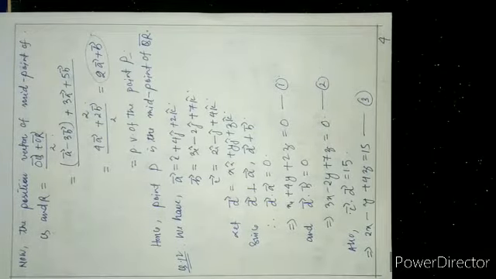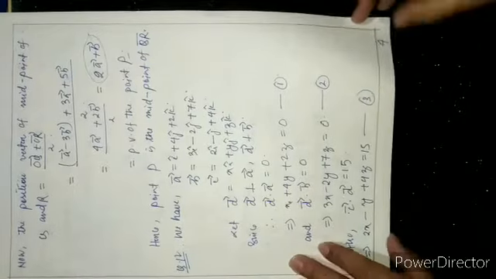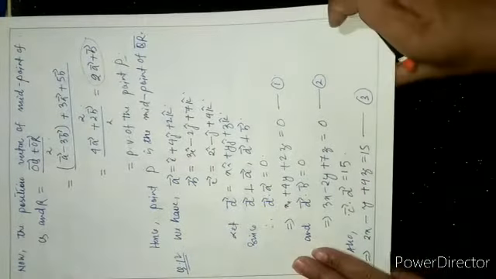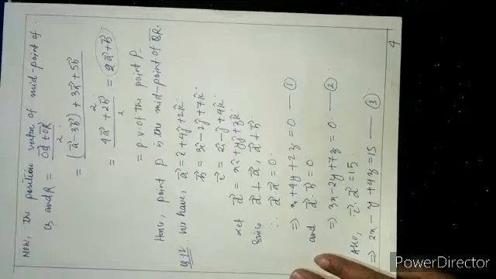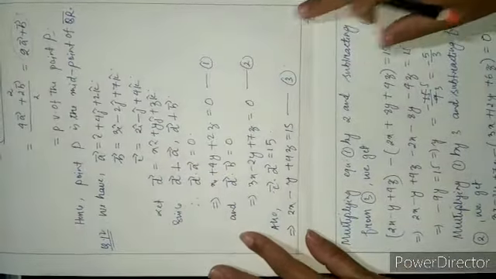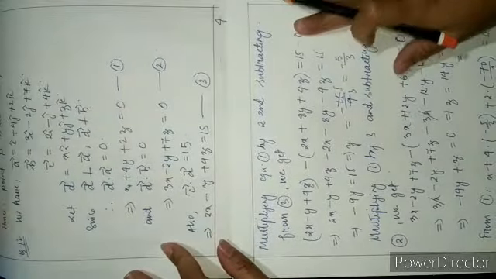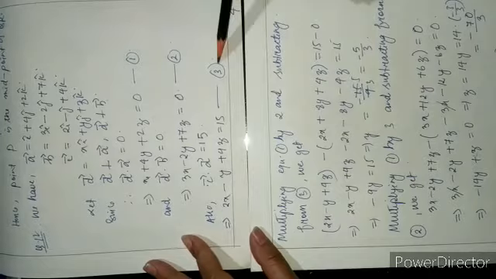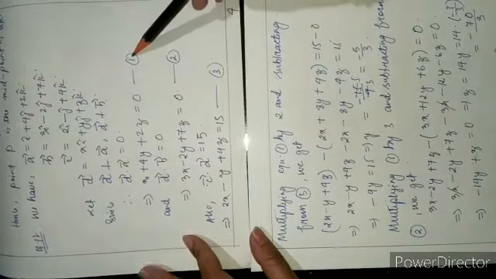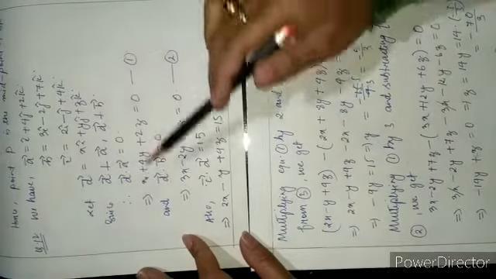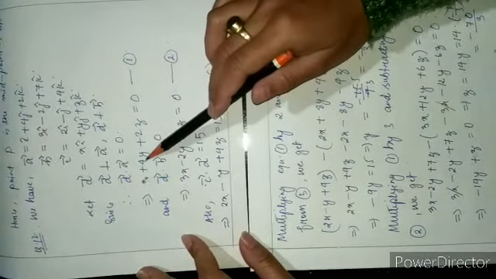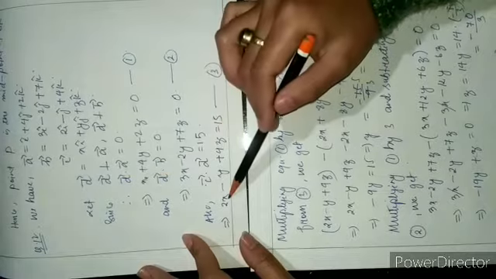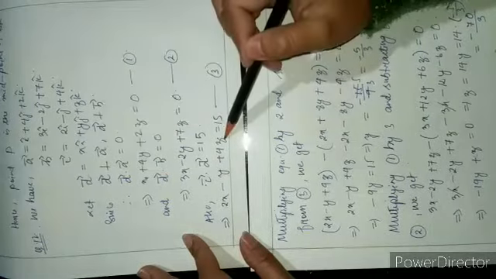Write this as equation number 3. Here we have three equations. By using these three equations, we need to find the values of x, y, and z. We use equation number 1 and equation number 3. If we multiply equation number 1 by plus 2, we get 2x plus 8y plus 4z.